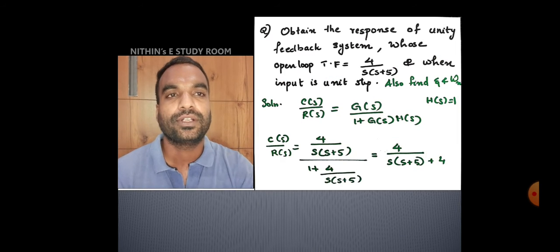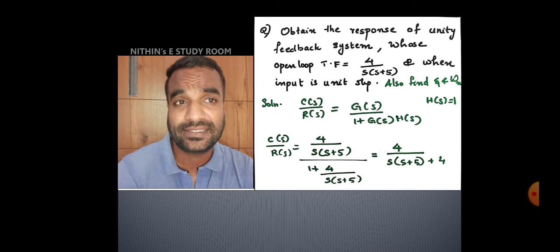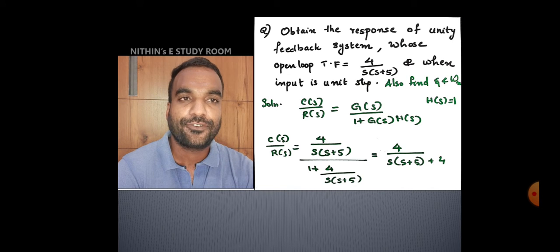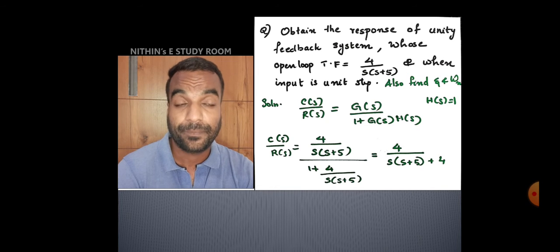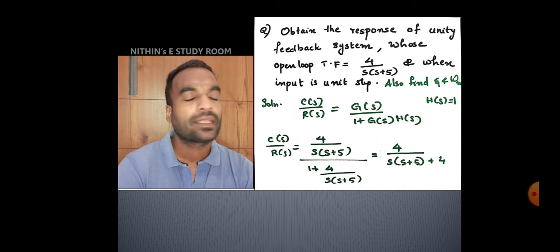Now we are moving to the problems. Obtain the response of a unity feedback system whose open loop transfer function is 4 by s into s plus 5 when the input is unit step. And the second question, also find eta and omega n. Okay.